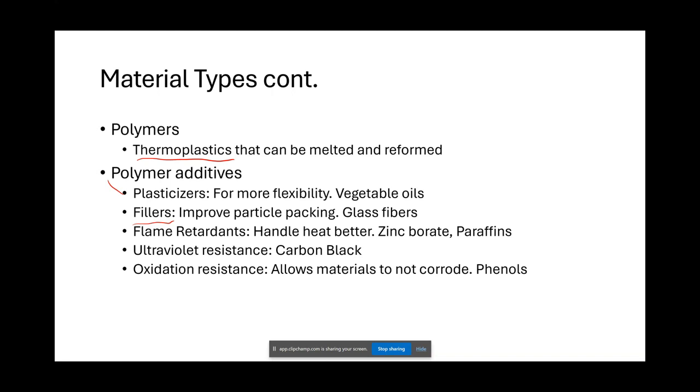Oxidation resistance is mainly for corrosion. Even though with polymers you don't really think of corrosion over time, if you don't have the correct amount of, in this case, phenols, that will corrode and it won't be a usable product.